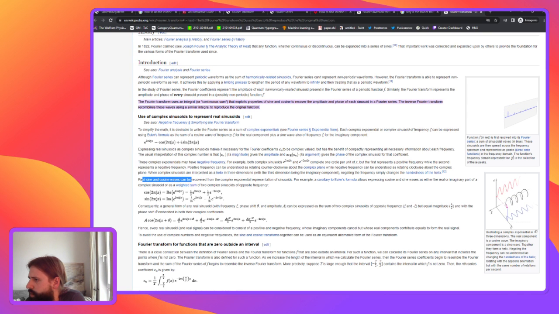Real sine and cosine waves can be recovered from the complex exponential representation of the sinusoids. For example, a corollary to Euler's formula allows expressing cosine and sine waves as either the real or imaginary part of a complex sinusoid or as a weighted sum of two complex sinusoids of opposite frequency. Consequently, a general form of any real sinusoid with frequency, whatever this is, phase shift theta, and amplitude A can be expressed as the sum of two complex sinusoids of opposite frequency, but equal magnitude.